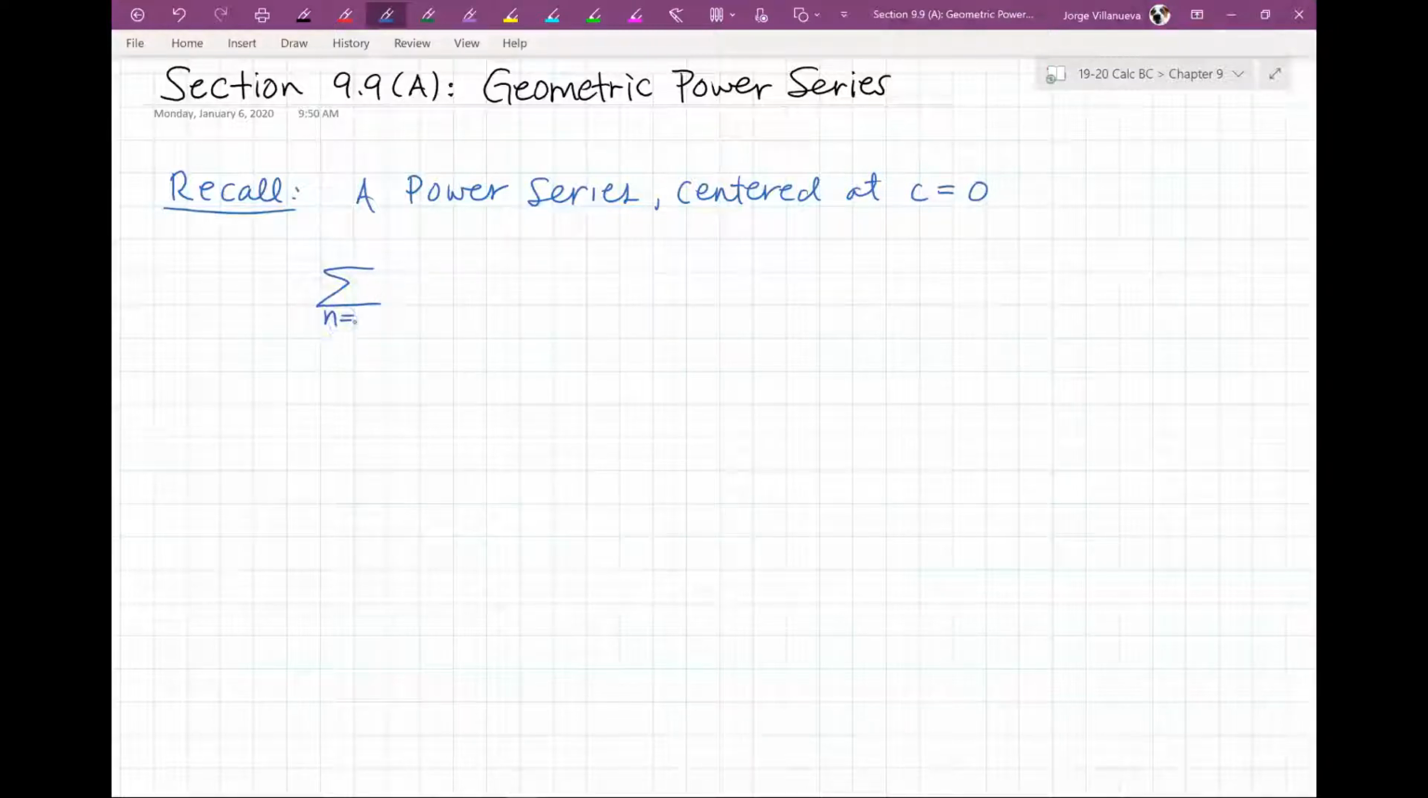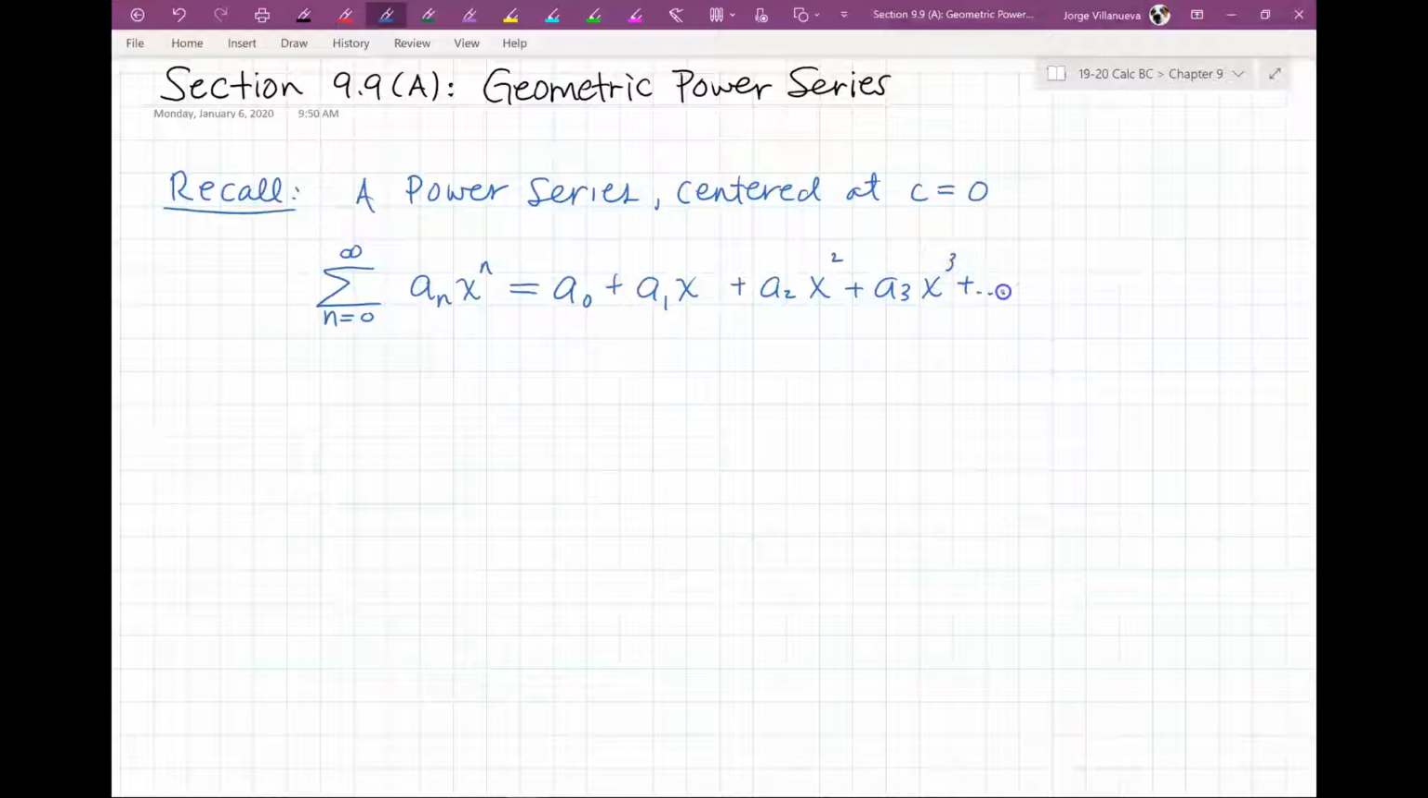The sum as n goes from, let's say, 0 to infinity of a sub n x to the n, which if we kind of expand a little bit, it's a sub 0 plus a sub 1 x to the first. Or I guess we don't have to write the first. Plus a sub 2 x squared plus a sub 3 x cubed, etc., plus a sub n x to the n, and then etc. past that.